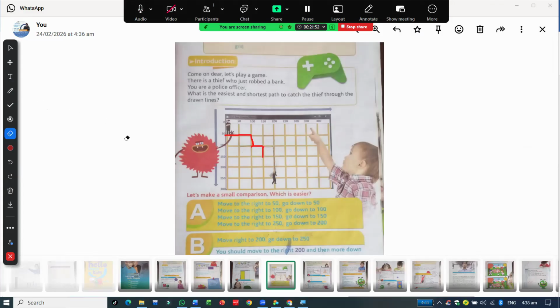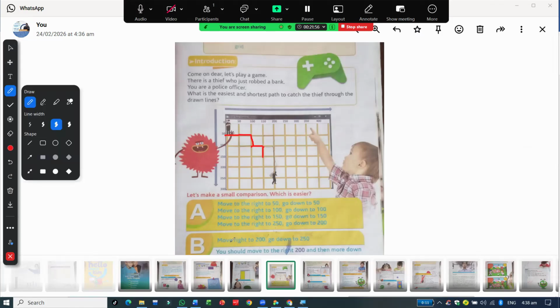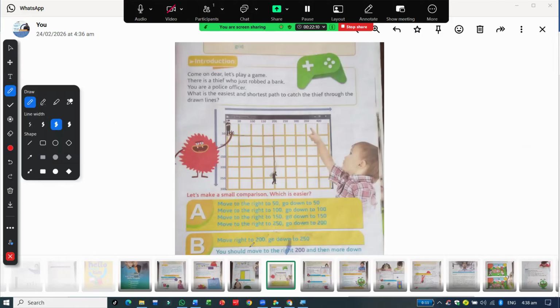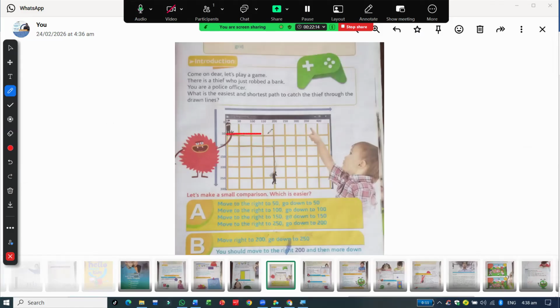Again, see, option B is normally the shortest way to catch that thief. So I will create the shortest way to catch that thief. It says you will write just 200. So I will move to 200 and then 250. 250 means here we have it. So we will catch the thief. This is the shortest and the easiest way to catch that thief.